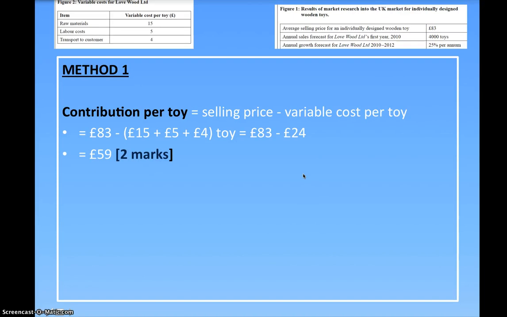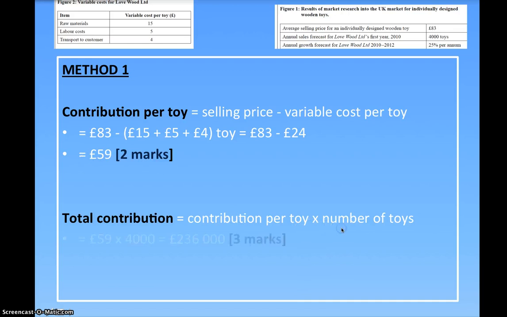Okay, we've got 2 marks at that point for getting the answer £59, 83 minus 24. Then we need to multiply the contribution per toy, which is your £59, by the number of toys. So 59 times 4,000 gives you 236,000, and that's your answer. So that's all your 5 marks, 2 marks up there, a further 3 marks down here.